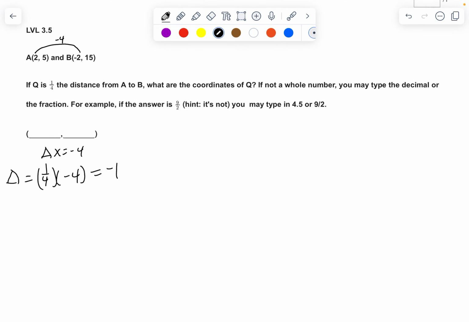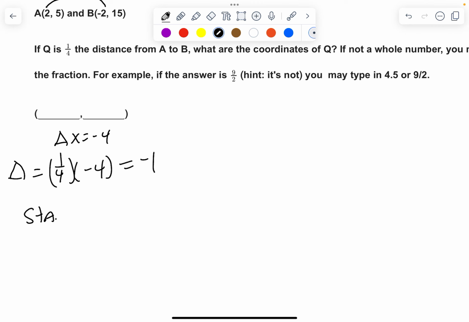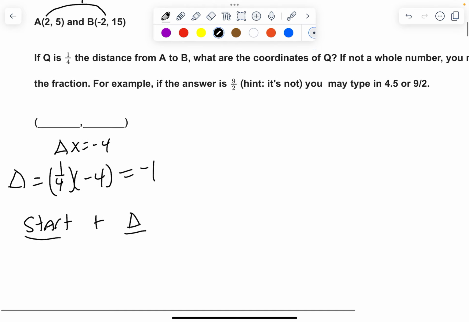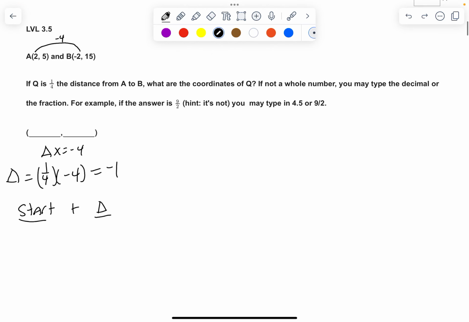Most common wrong thing people do is they say that's the answer. To get the answer, you need to take your starting position and you need to apply the distance. Apply the delta. I want to put delta there, it's easier. Starting position, apply the delta. Well, for the x's, where are we starting? We're starting at x equals 2. So we're starting at 2, and we're doing -1. So our new x coordinate is 2 minus 1, which is 1.